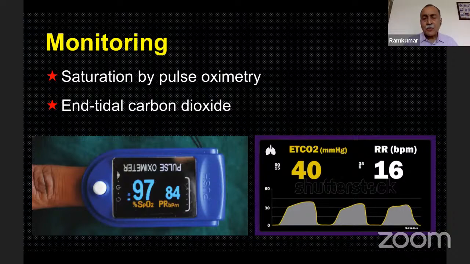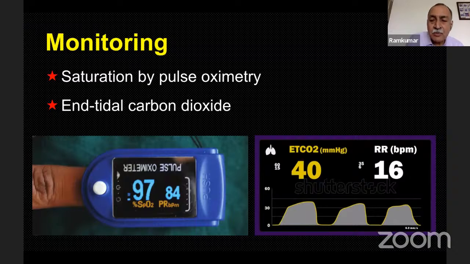Now, there are 2 equipment. Monitoring has made anesthesia very safe in the last 25 years or so. And the 2 equipment that I would place my money on that has made anesthesia safe is what is shown in the 2 panels at the bottom: the pulse oximeter and the end-tidal carbon dioxide monitor. Obviously, one tells about oxygenation and the other tells about the carbon dioxide elimination.